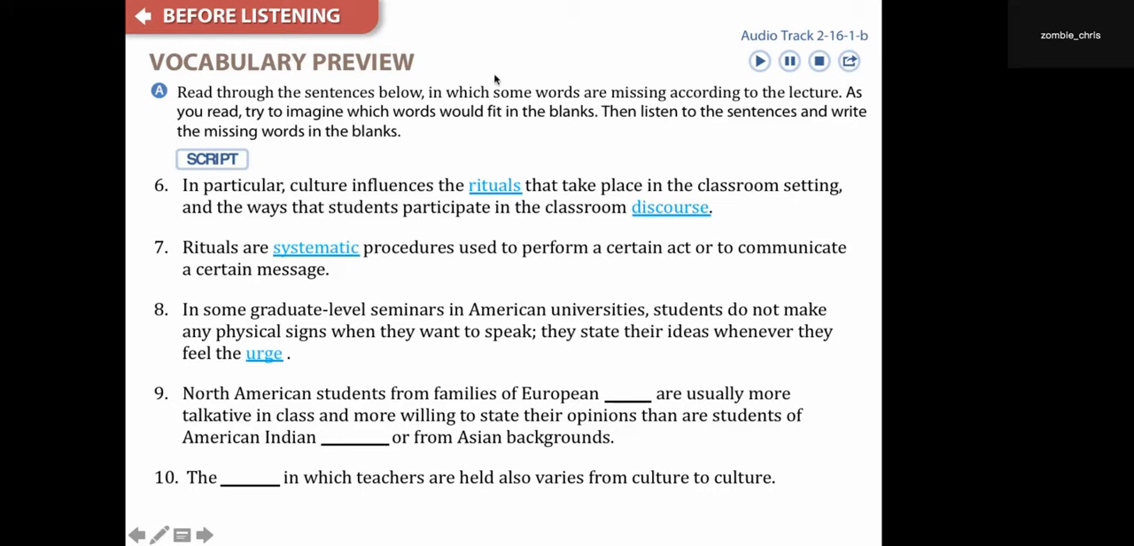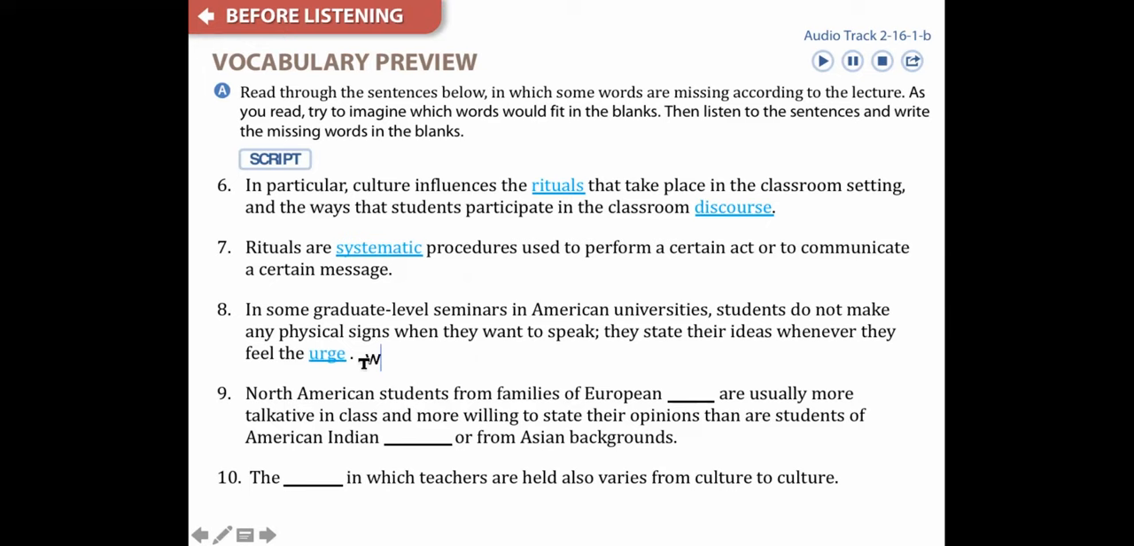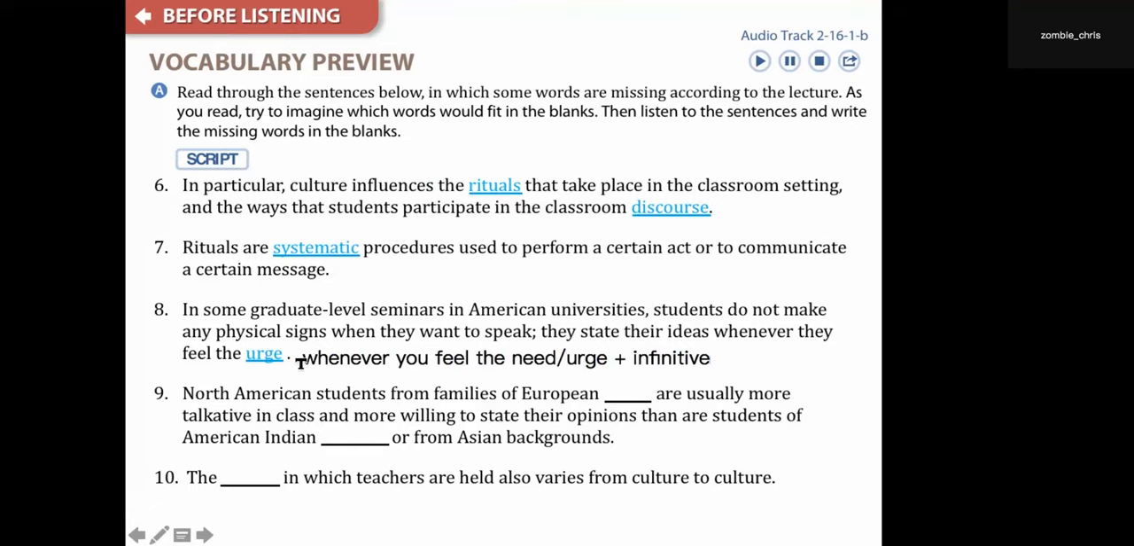Feel the urge. You can also say feel the need. And we would use whenever. And then the infinitive at the end. So whenever you feel the need, or whenever you feel the urge to say something, then please do. So we just have that. So that's that sentence pattern there.